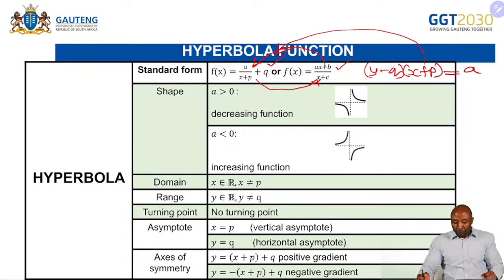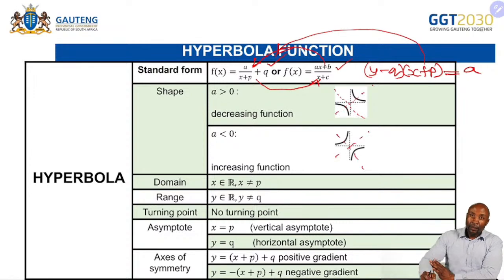We'll move on. Now, our a for a hyperbola also represents the shape, and we are able to see that if our a is positive, our hyperbola has asymptotes where our function is not defined, and we are able to see that if our a is positive, we have a decreasing function, and this function also has equation of axis of symmetry, and it's 2 of them.